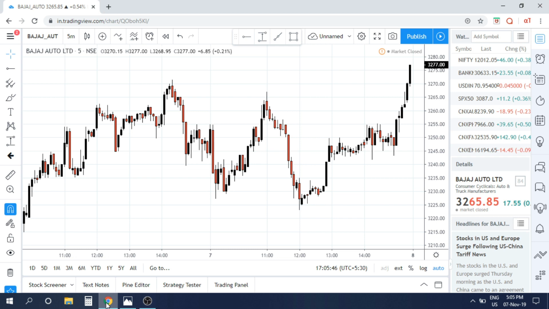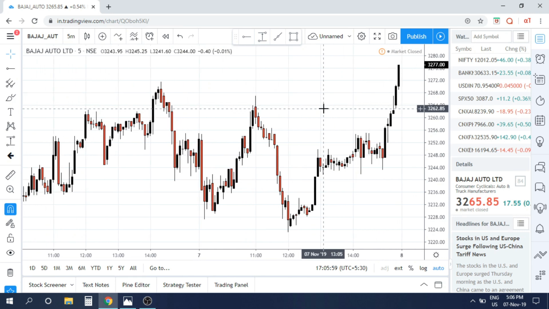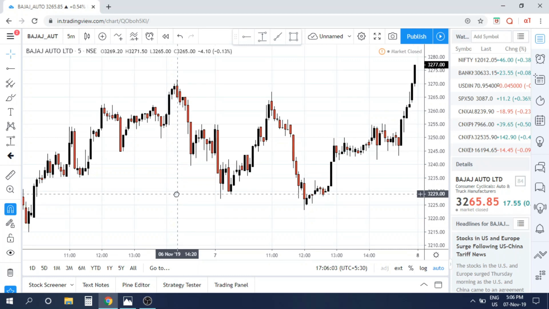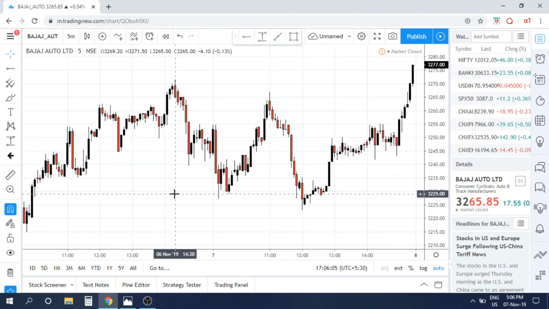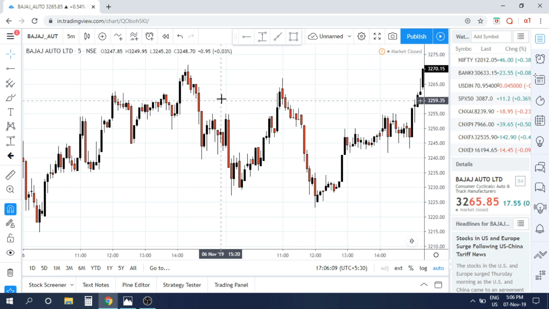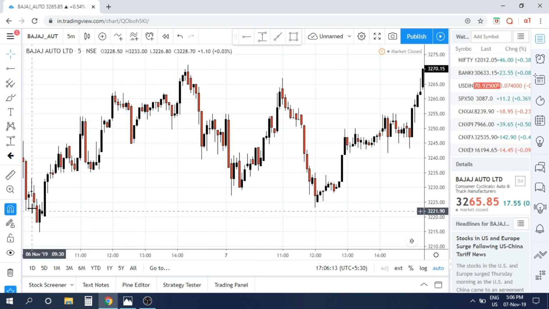So here before you is the live chart of Bajaj Auto. It's the 5-minute time frame. So let me start marking zones. Starting from the left of my screen, from the bottom, I'll start. So here I can see a drop, base, rally.